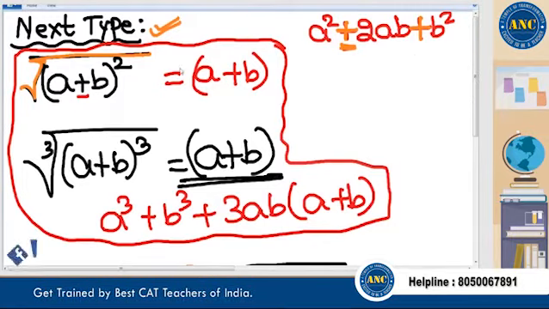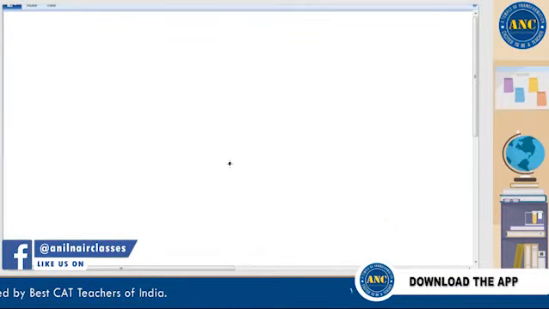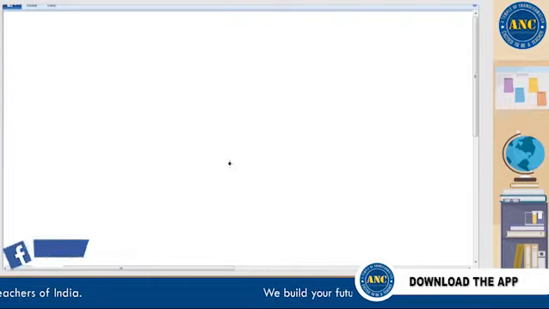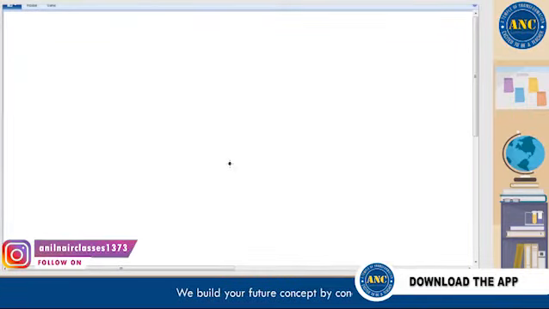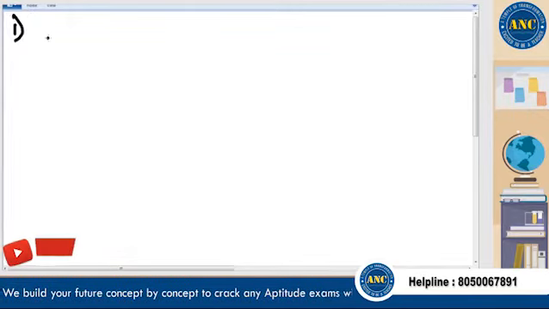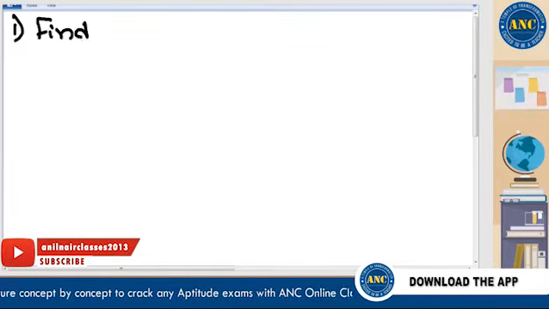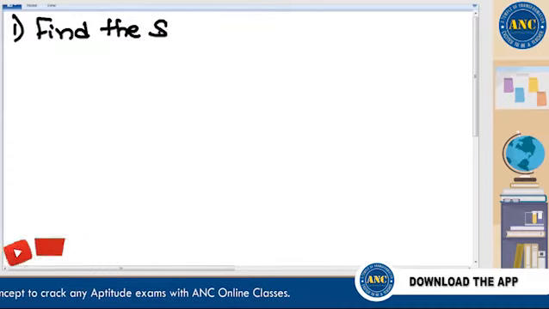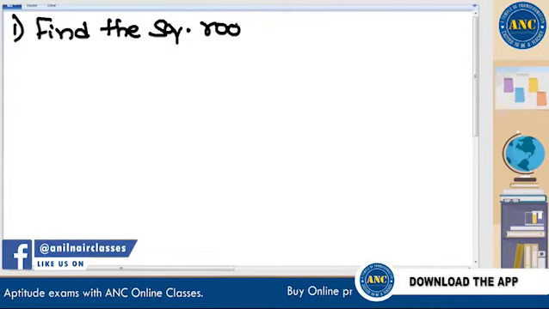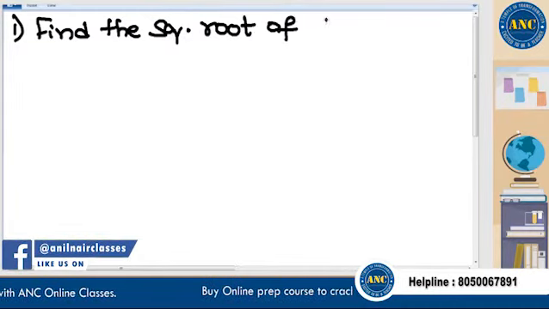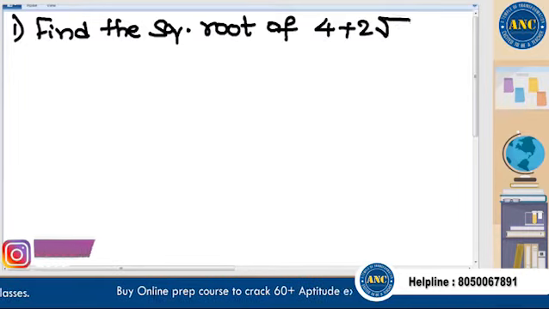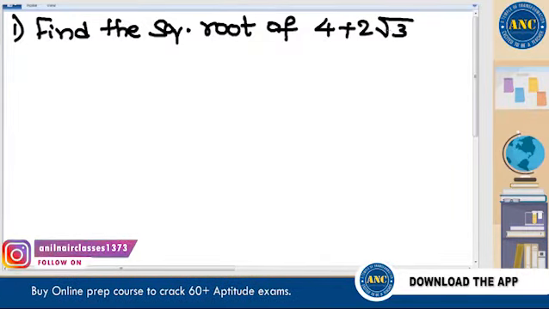Listen to the first few problems. Close to 10 questions we will solve continuously, and then we will understand whether it is clear for you or not, and then we will take it forward. Suppose your question is: find the square root of 4 plus 2 root 3. Listen carefully, do not write initially.